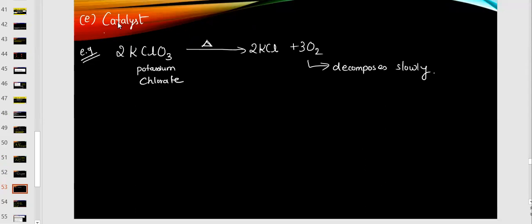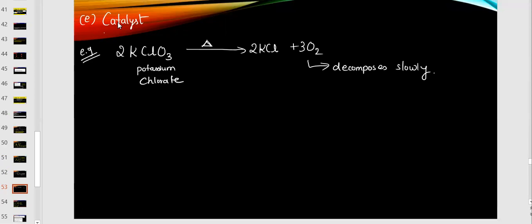The rate of reaction neither increases by reducing the particle size nor by increasing the reaction temperature. However, this potassium chlorate decomposes rapidly in presence of manganese oxide, that is MnO2, to liberate oxygen gas. There is no chemical change that takes place in this reaction. It will only decompose rapidly. Without a catalyst the decomposition is very slow, but when you use MnO2, MnO2 acts like a catalyst.